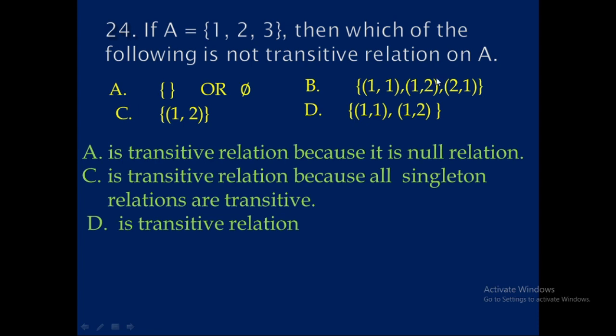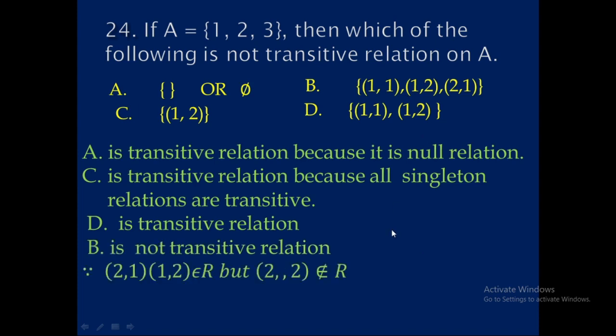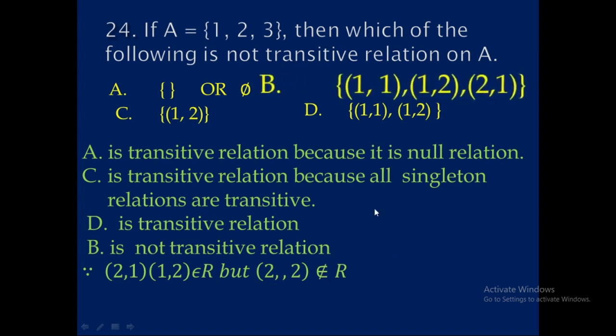Just check here. (1,1), (1,2): the first one is (2,2), (2,1) and (1,1) means (2,1). Therefore, transitive. (1,2) and (2,1), (1,1) belongs to the relation. Therefore, transitive. But similarly, (2,1) and (1,2) belong to it, but (2,2) does not belong to the relation. Therefore, it is not transitive. Therefore, the correct option, option B, is not a transitive relation.